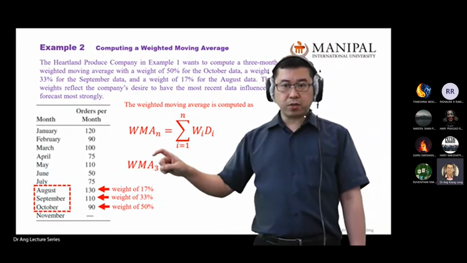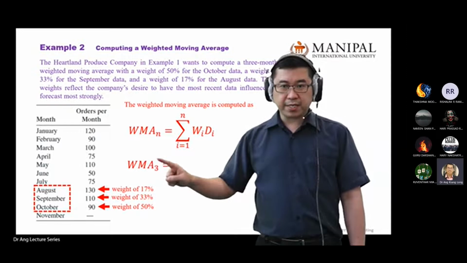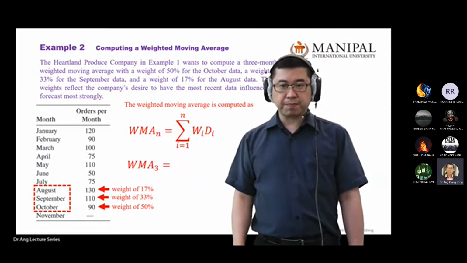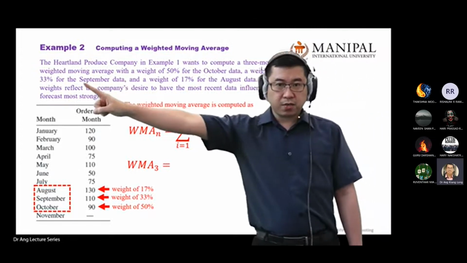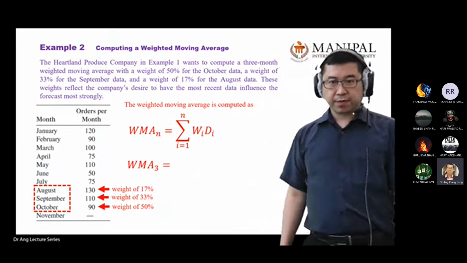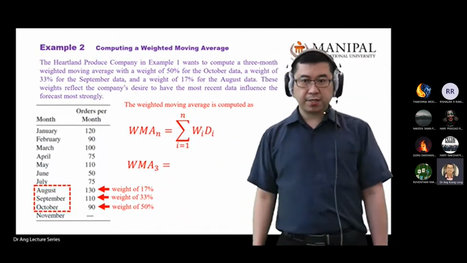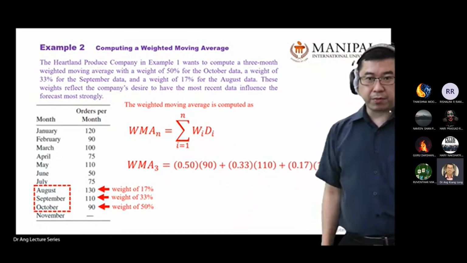So we are doing weighted moving average for 3 months. N means the 3 months period. Right? Compute a 3 months weighted moving average. So your N is 3. So you're focusing on these 3 months. This is how you calculate by mathematical models.